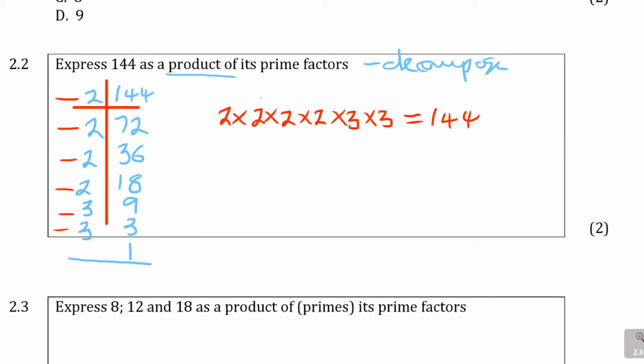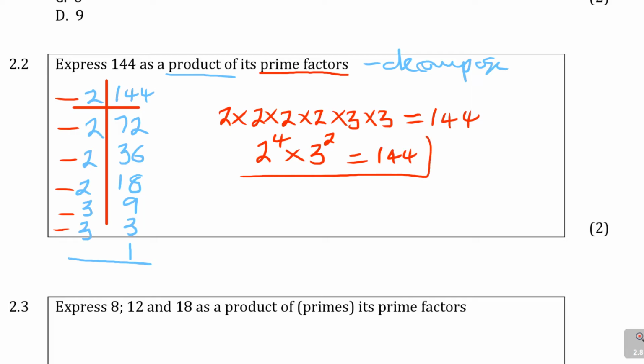So this is what they mean when they say express 144 as a product of its prime factors. But you can go further and say, in exponent form, how many 2's are here? You can see that there are 4. 2 to the power 4 times how many 3's? 3 to the power 2. You see that? This is 144.